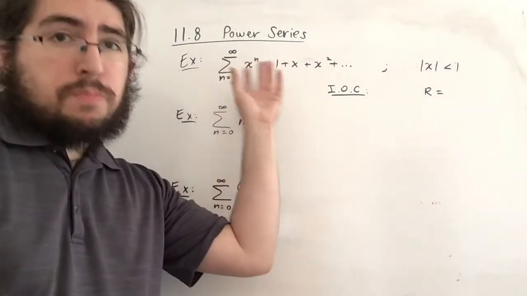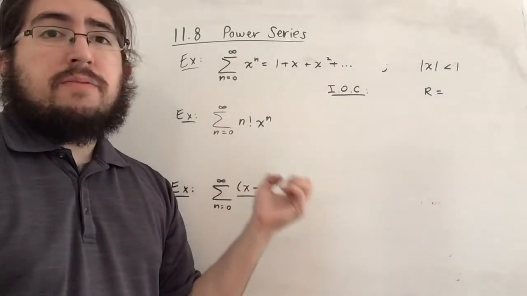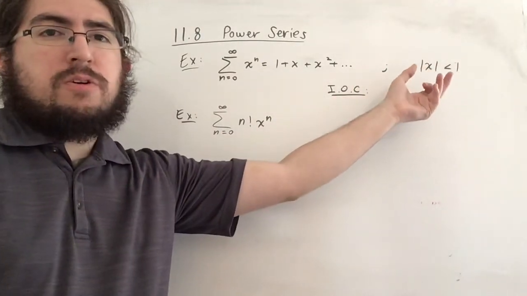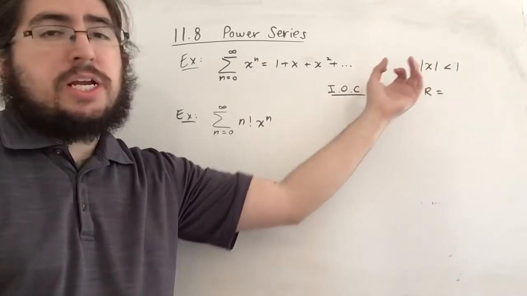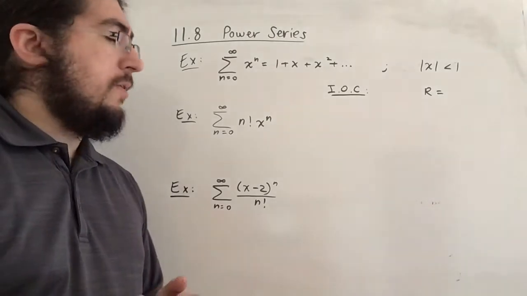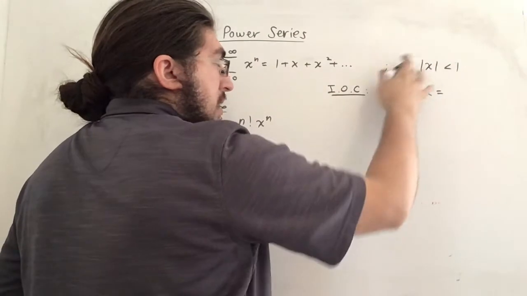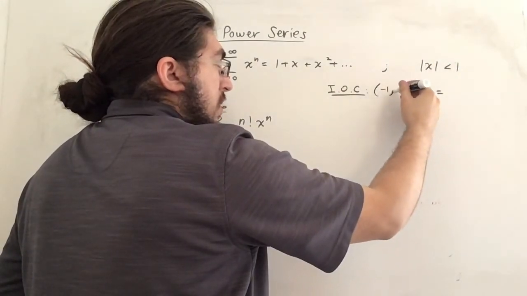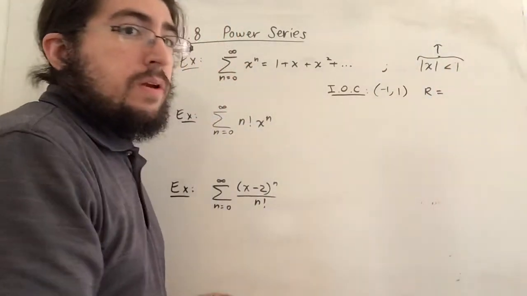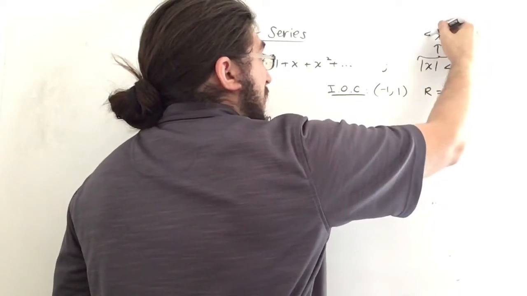Notice this is basically a geometric series with ratio x, and that only converges when the ratio has absolute value less than 1. So this converges in this range because of the geometric series. The interval of convergence is then negative 1 to 1. If you remember how to solve absolute value inequalities, this says x is in between 1 and negative 1.